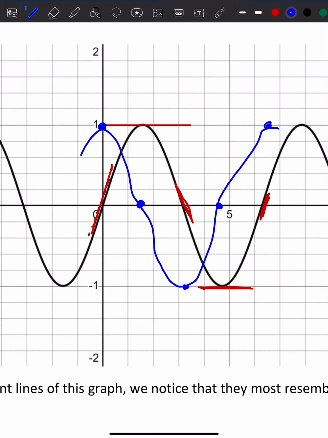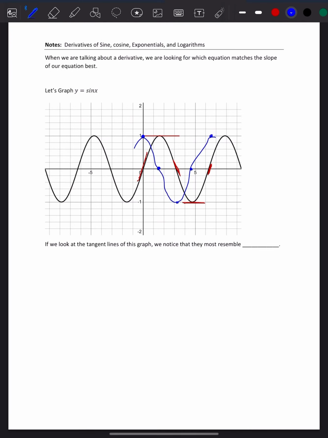And if I were to keep going and doing this over and over again, this is going to look like cosine, which is why our derivative of sine is cosine.